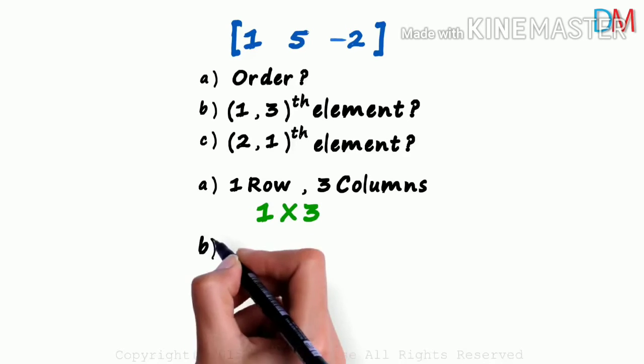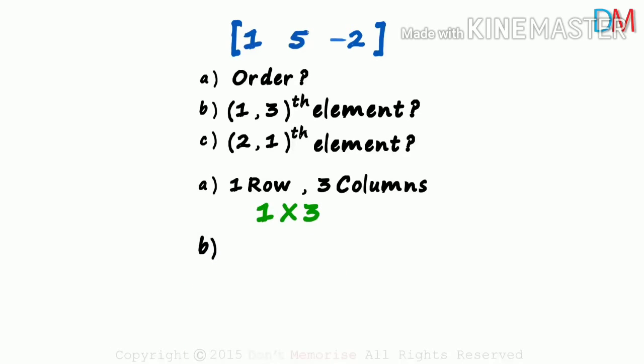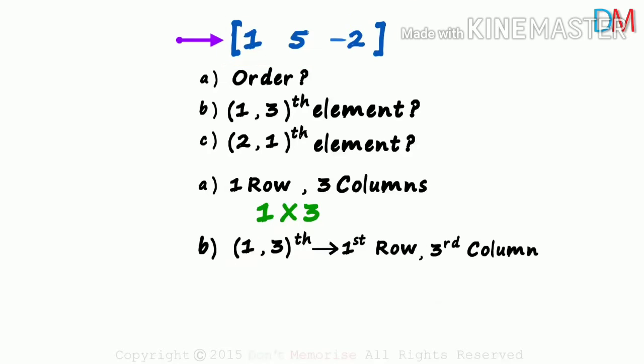Now for the second question. They have asked us for the 1/3th element. This position implies that the element is in the first row and the third column. Now look at the matrix. First row and the third column. It's -2. -2 is the 1/3th element of this matrix.